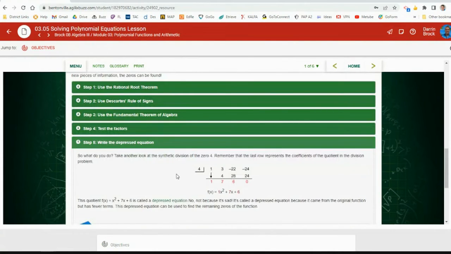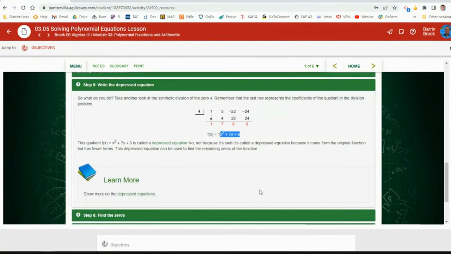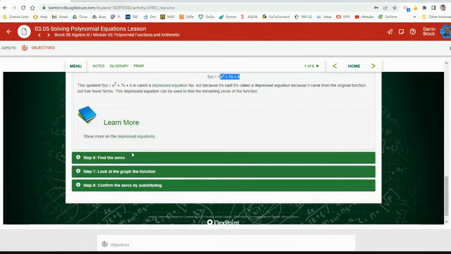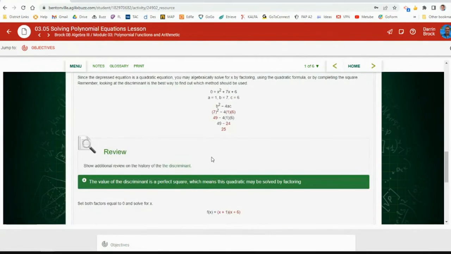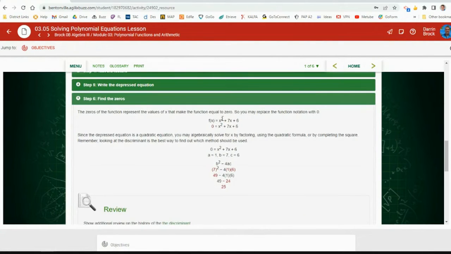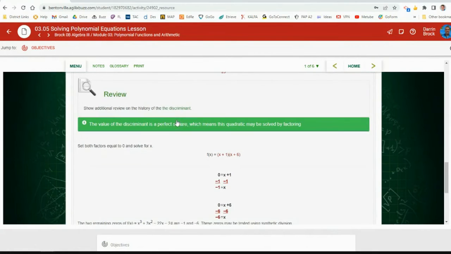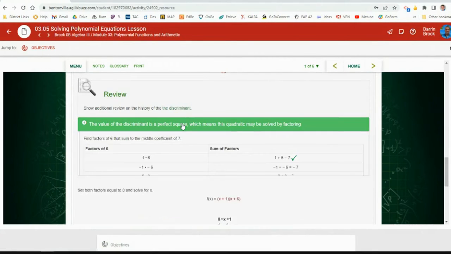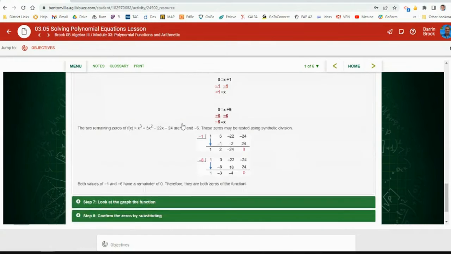And then writing the depressed equations, where once you find one that has a factor of 0, okay, now this takes it from x to the third down to an x squared. They're calling that the depressed equation, right? Because we're factoring one of the factors out already, and that's what's left. It tells you more about depressed equations. Find the zeros. And now that you've got it down to a quadratic, you can use the quadratic formula and the discriminant. So this walks you through that.